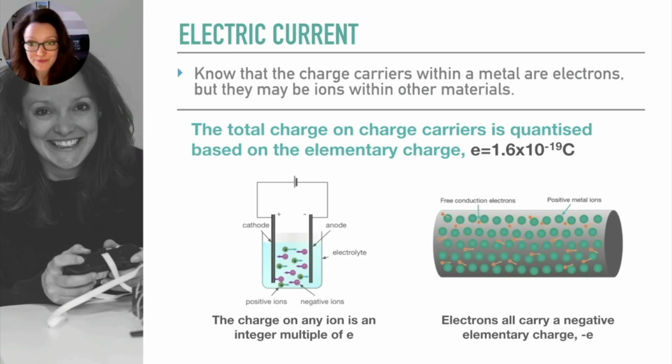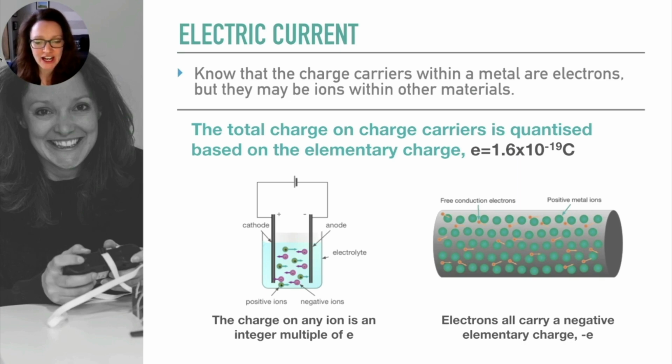The total charge on charge carriers is quantized based on the elementary charge. So there's no value of charge that can be smaller than the charge on an electron, which is 1.6 times 10 to the minus 19 coulombs. So any value of charge in the whole world must be a multiple of that number. And that's what quantized means. You can't just have any old number of coulombs as a charge. It has to be a multiple of this basic element of charge, e.